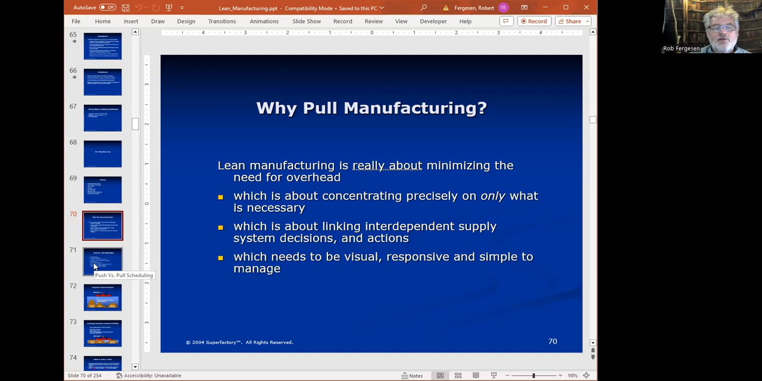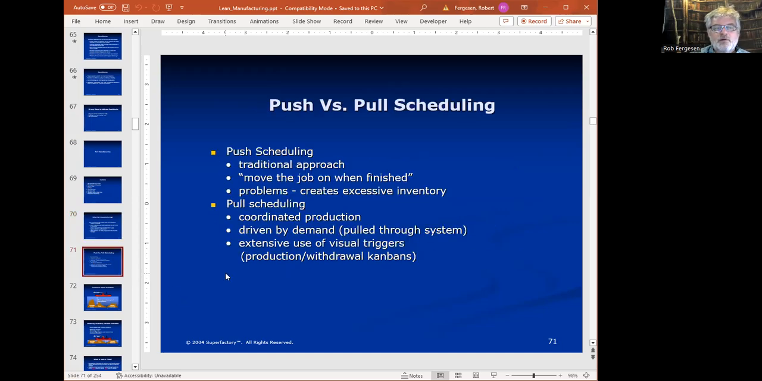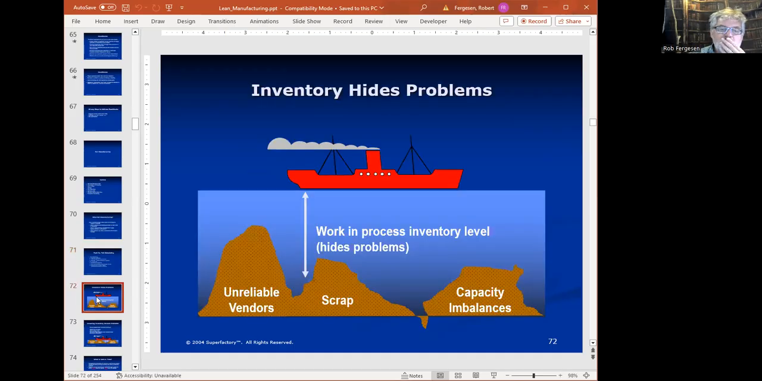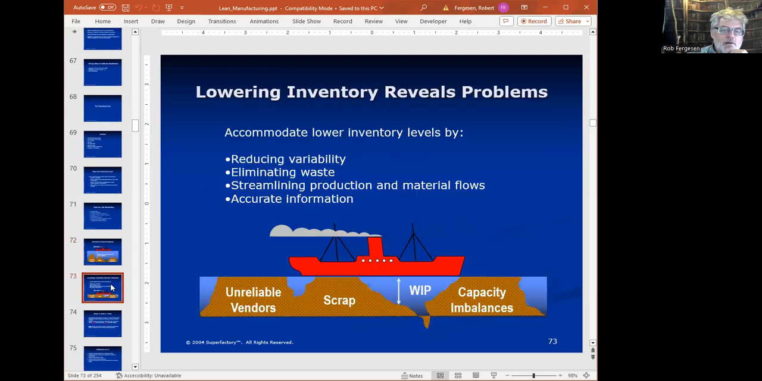Why does pull manufacturing reduce inventory? The problem with scheduling parts to be produced is stuff changes. You might have a rise in demand or a drop in demand. And if you do scheduling, that's called push, produce the part that you're scheduled to produce, a lot of times you're going to create excessive inventory, or you might run out. If you have pull scheduling, then you only produce as fast as you're consuming the parts.